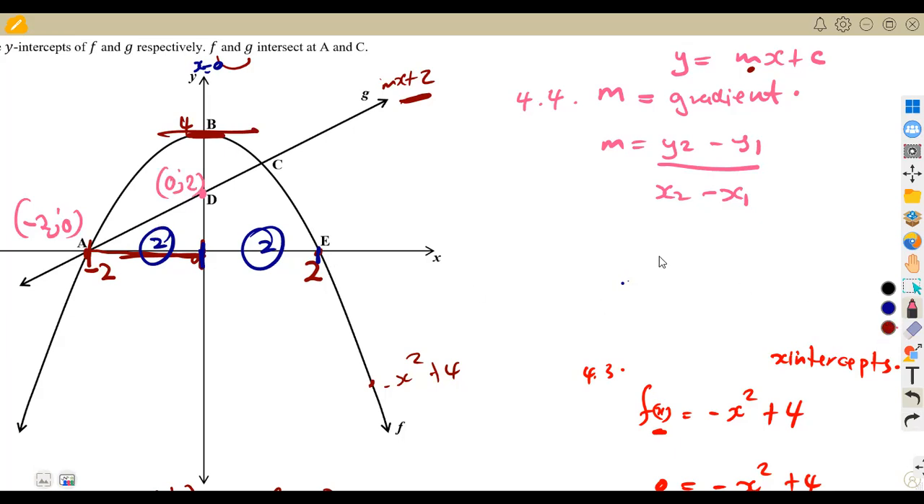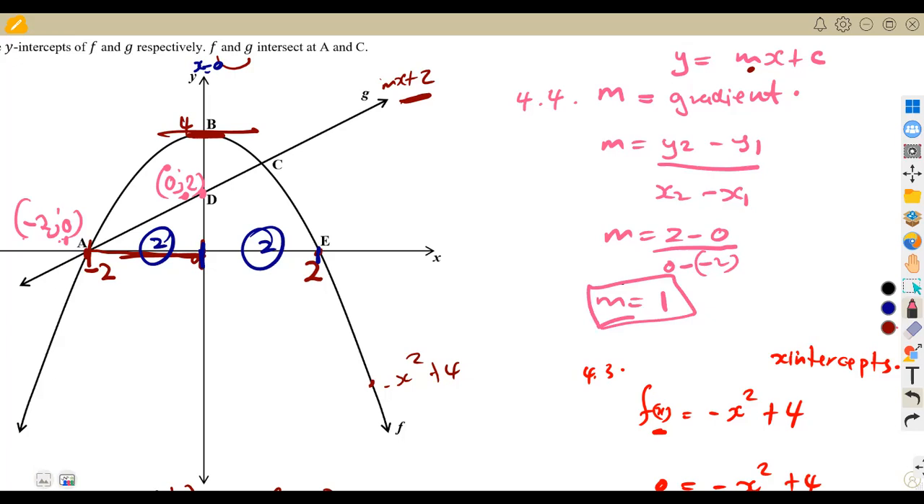So you're going to determine the gradient there, depending on what you want. You're going to use this or whatever value. So I'm going to use 2 minus 0, the y to the y, so that's 2 minus 0, over the x value, 0 minus minus 2. So it's going to be 0 minus minus 2 like that. So m is going to give us a positive 1 if you simplify this directly on your calculator.